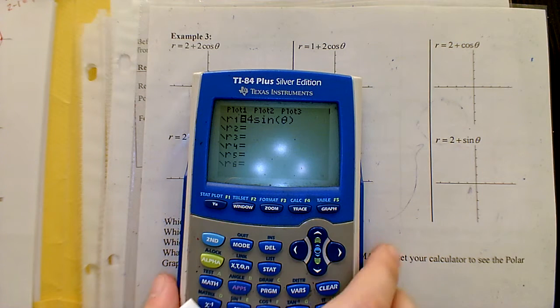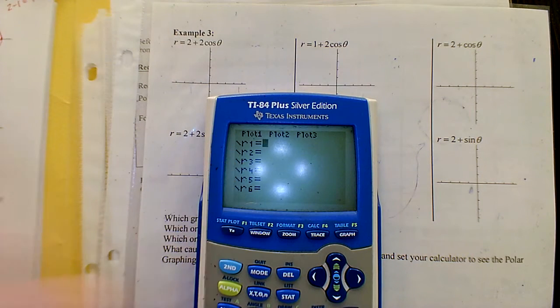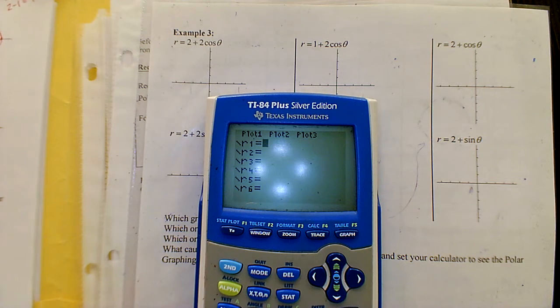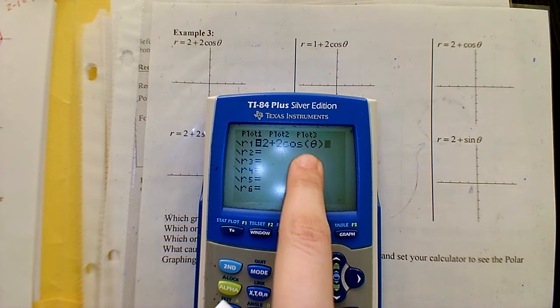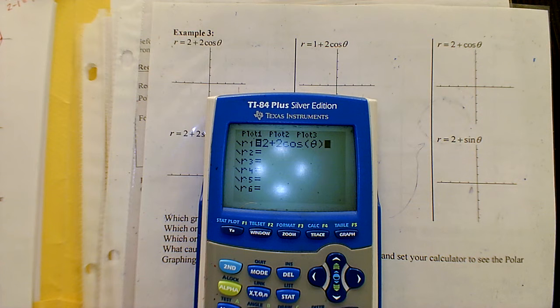Then I want you to hit the y equals button. Notice how all of those say r. If it's in function mode, they say y. If it's in parametric mode, you have the x and the y, but now that we're in polar mode, we have r's, because those are the radius. So we're going to go ahead and type in our first one, 2 plus 2 cosine. And notice how when you hit the x button, it actually comes up as theta.